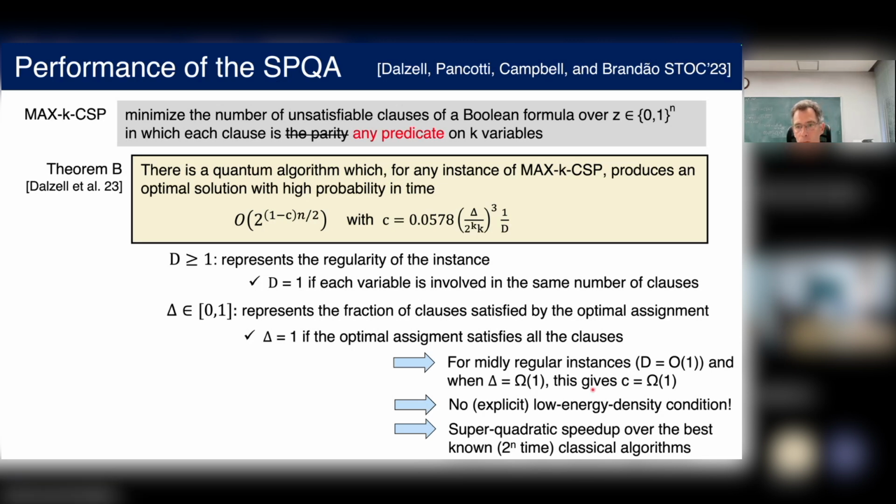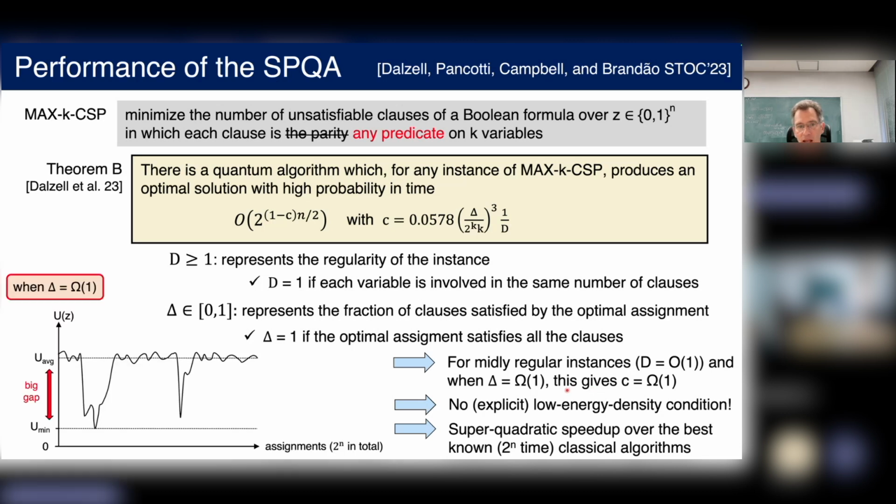Okay. And I can briefly explain how they prove this. They essentially prove this by showing that when these 2 conditions are satisfied, then the low energy density condition is always satisfied. So they are not assuming this low energy density condition, but they show that the condition on the parameter D and the condition on the parameter delta imply that low energy density condition.